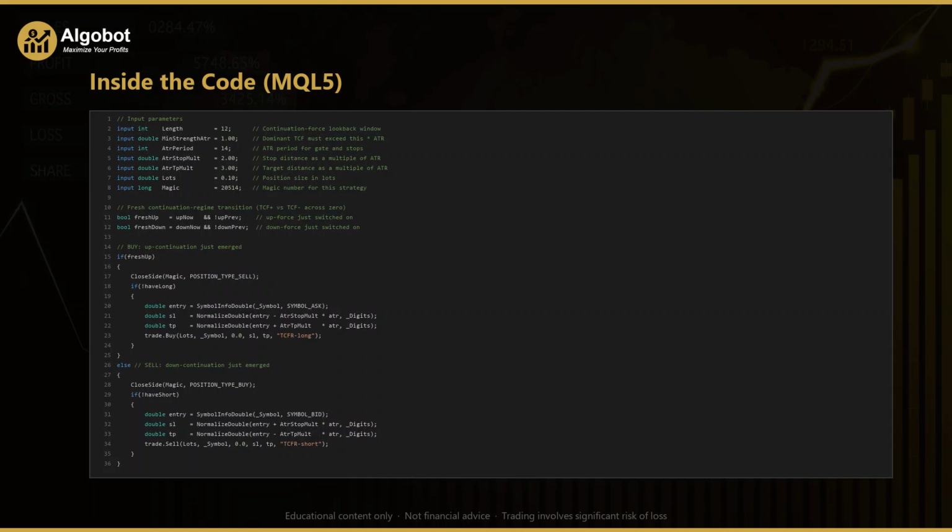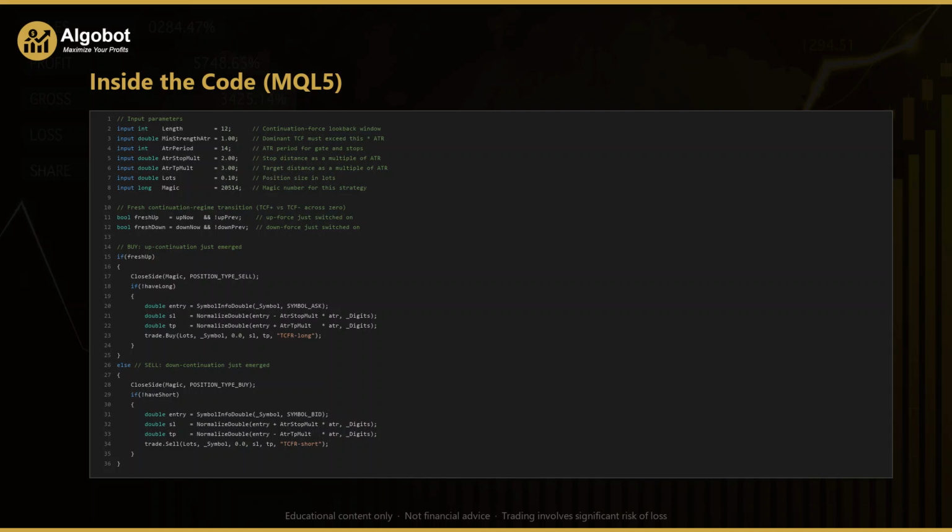Length is the lookback window over which the continuation force is summed, defaulting to 12. MinStrengthAtr is the strength gate, set to 1 by default, and it requires the dominant leg to clear that multiple of the average true range. ATR period, defaulting to 14, drives both the gate and the stop and target distances. AtrStopMult and AtrTpMult, defaulting to 2 and 3, set the stop and target as multiples of ATR. Lots is the position size, and magic is the tag that marks this strategy's own trades.